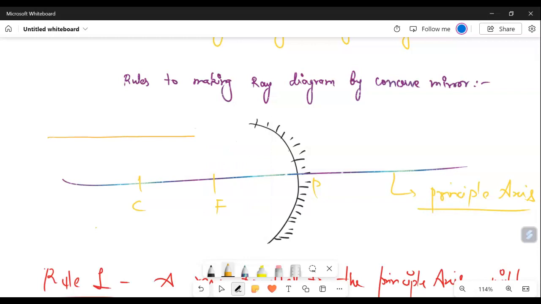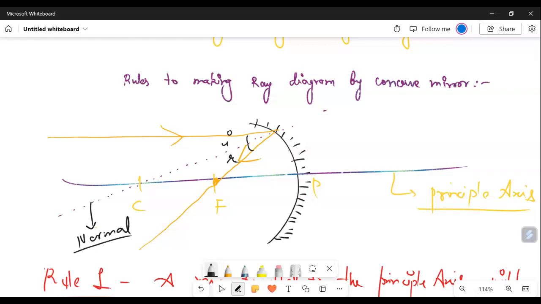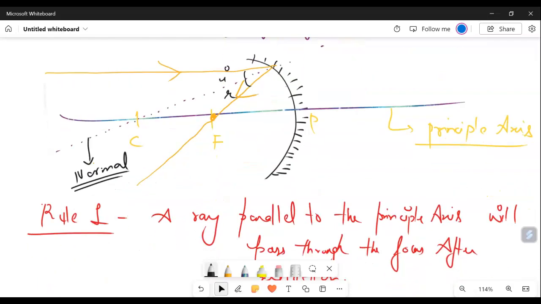So if a light ray is coming like that and it is parallel to the principal axis, it will always pass through the focus, like that. You can also draw the normal. The normal always comes from the center of curvature like that. With respect to this, one angle becomes angle I and the other becomes angle R, and this is the normal line you can draw. So this is your first rule.